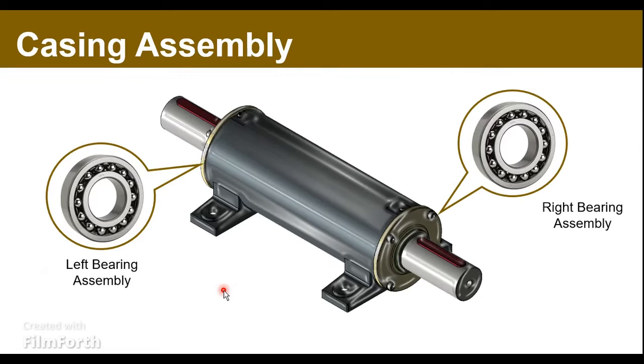So here is an example of the casing assembly. If you can see the picture here, we have a casing that has been assembled together using a shaft, and also it has two plumber blocks or bearing housings. So we have two bearing assemblies here, one on the left hand side and the other on the right hand side. When we create a bill of material for the casing assembly, we are going to define the bearing assembly as a phantom item. So here we will have two phantom items: the right bearing assembly and the left bearing assembly.